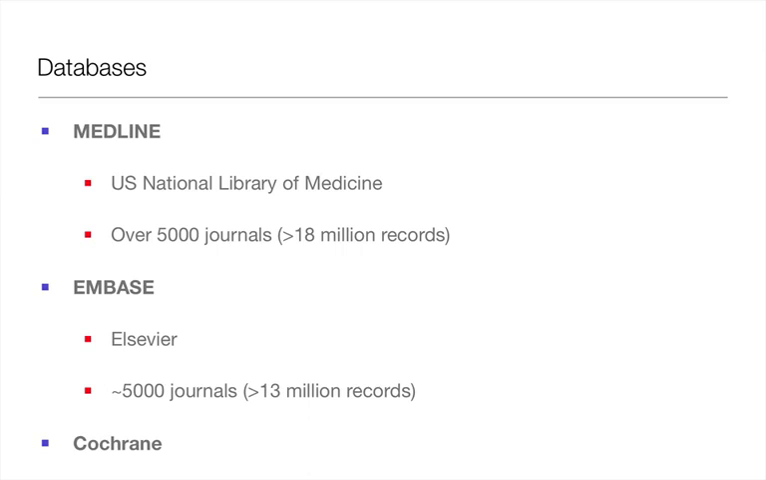Another database which you might use is the Cochrane Library, and this is a database which mostly indexes systematic reviews, and so this is useful in order to search for systematic reviews of randomized controlled trials.